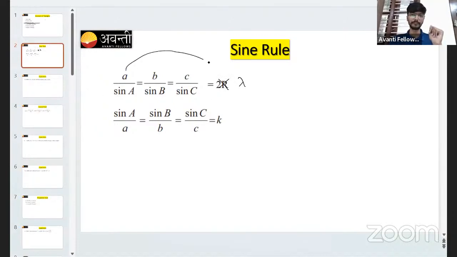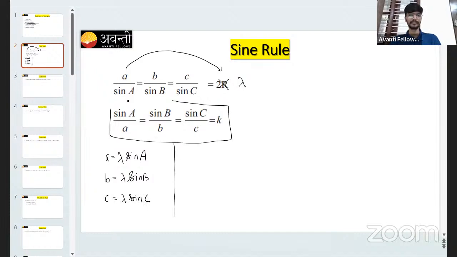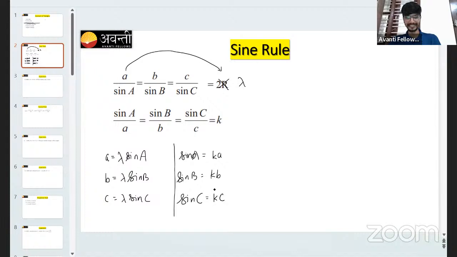Now, how to use sine rule? If I equate first and last, then I'll get a is equal to lambda times sine A. Similarly, I'll get b equals lambda times sine B. And lastly, c equals lambda times sine C. And if you see the second one, if I equate this, I'll get sine A is equal to ka, sine B is equal to kb, and sine C is equal to kc.